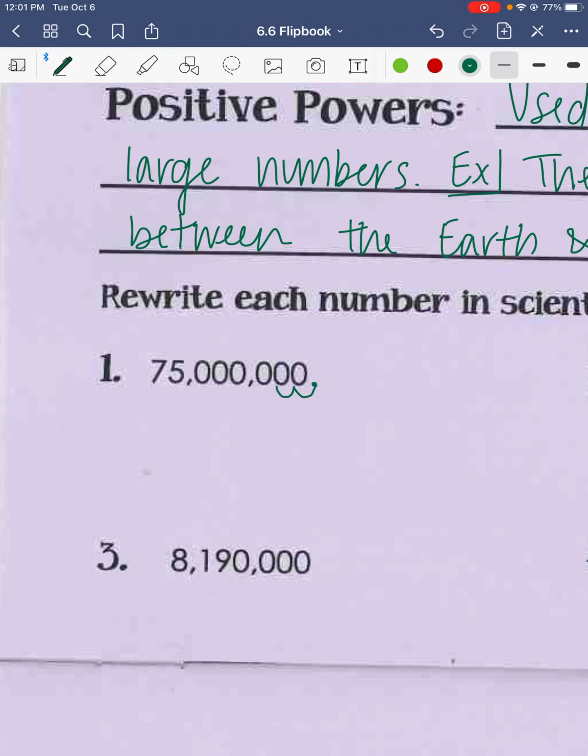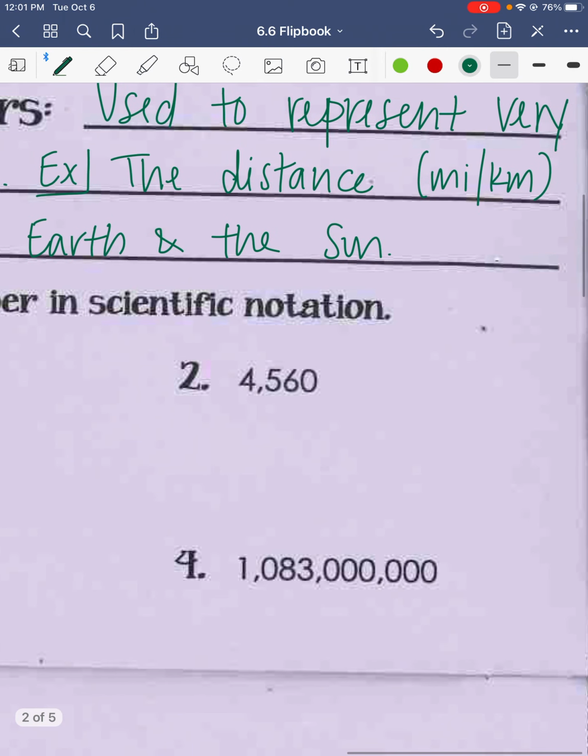So it's going to be 1, 2, 3, 4, 5, 6, 7. If we move it 7 times, then we will get a number between 1 and 10, 7.5. Okay, and then the 7 is going to be the power on your 10 here. So we moved it 7 places over to get a number between 1 and 10, and so the 7 becomes the exponent here.